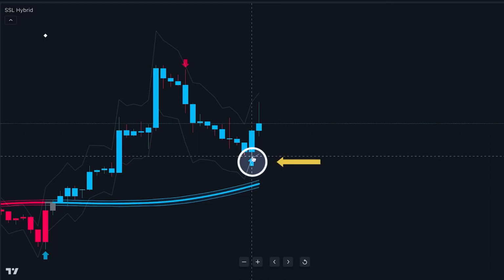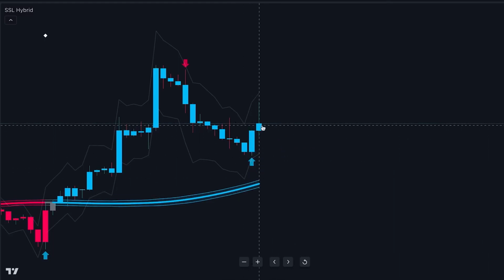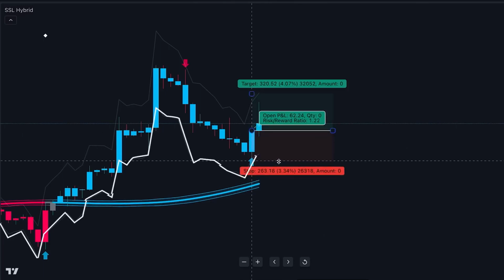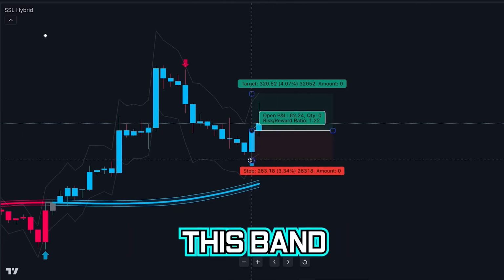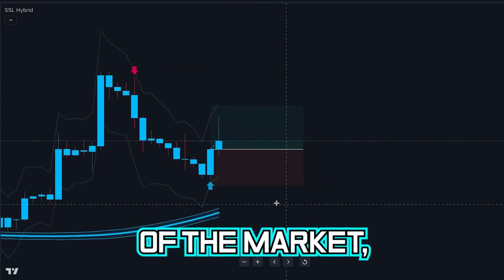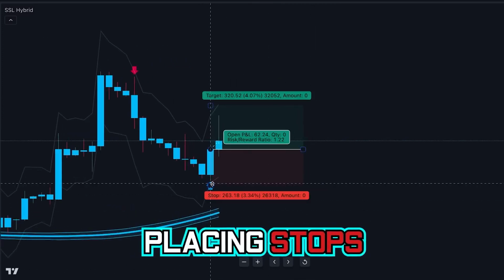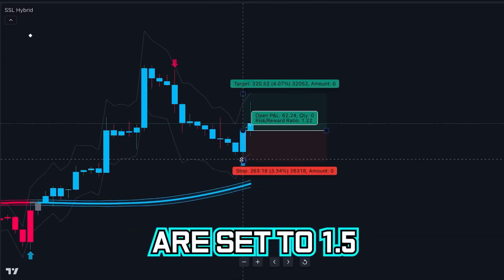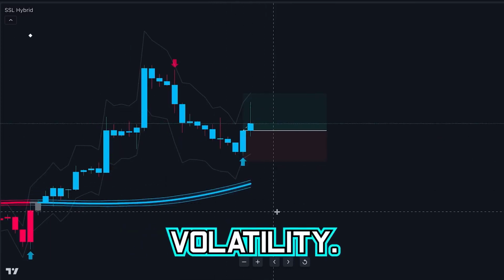By entering at these candles, it also helps to estimate the low of the retracement, since these signals are estimating when the market is likely to reverse. Now that we have a signal, we can use the ATR bands to determine where to set our stop loss. Remember that this band is estimating the volatility of the market, preventing us from placing stops in areas the market is likely to fluctuate within, and our bands are set to 1.5 times market volatility.